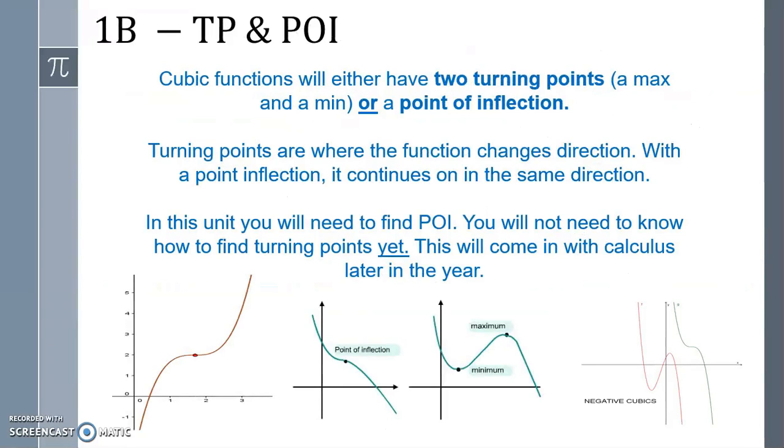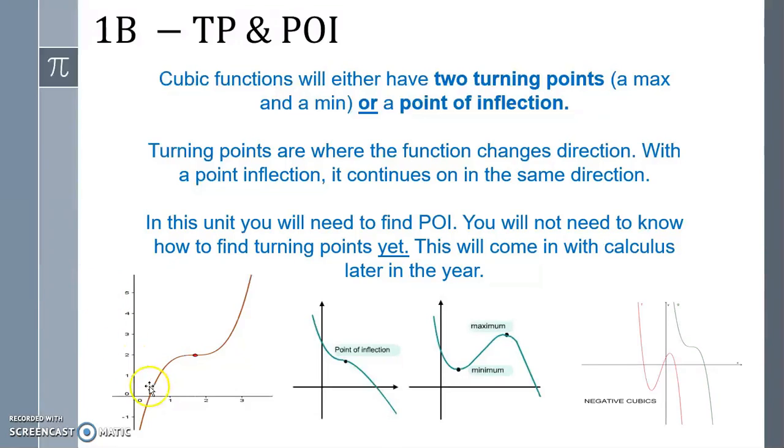So cubics can look a little bit different. With quadratic functions, we had one turning point always. It's not always the case with cubic functions. There's a couple of different options. So cubic functions will always have either 2 turning points, which is a maximum and a minimum, or they will have 1 point of inflection. So turning point, the function changes direction.